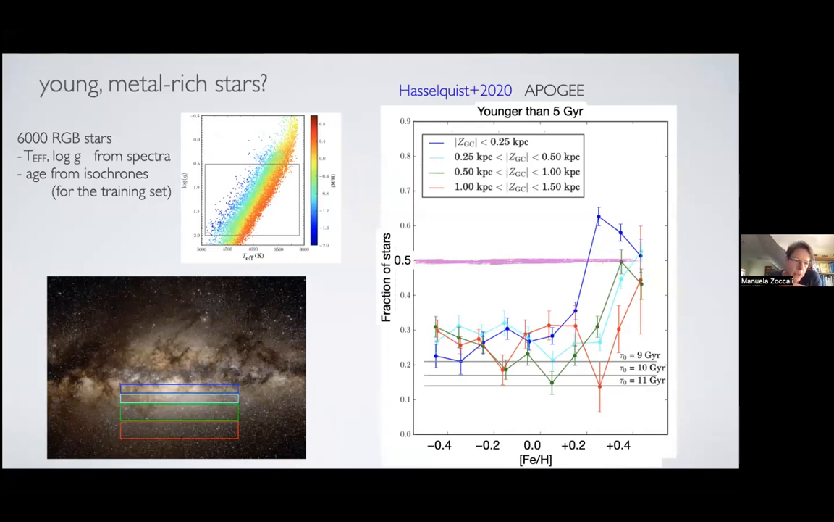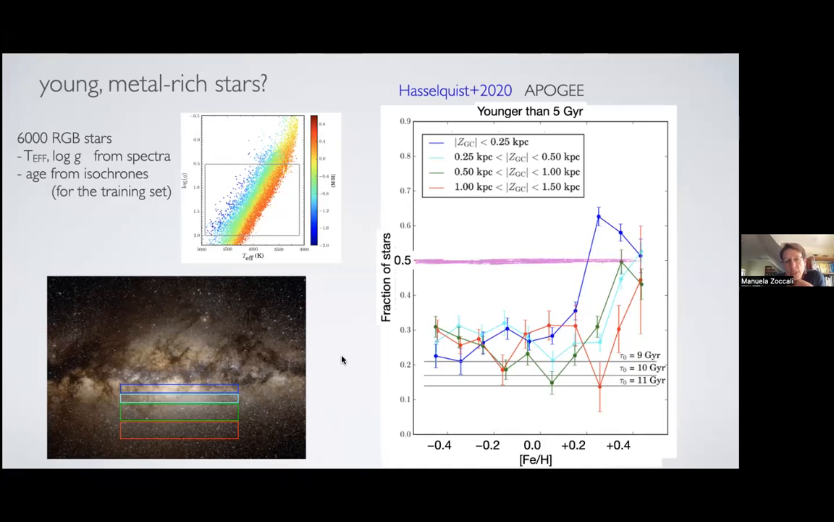However, at least at the moment, this is only possible for the brighter stars because we need not really precise distances, but we need reasonable distances, reasonable enough to be able to establish which ones are disk stars and should be eliminated. However, this is only possible for bright stars. In fact, it has been attempted by Hasselquist 2020 for the bright RGB stars.